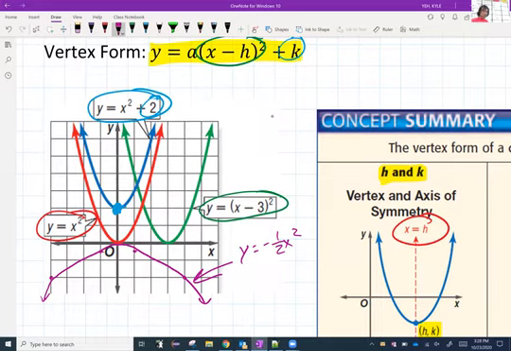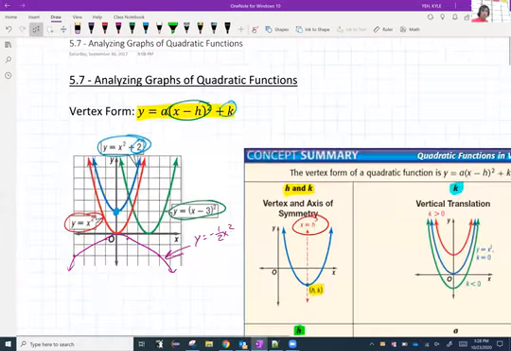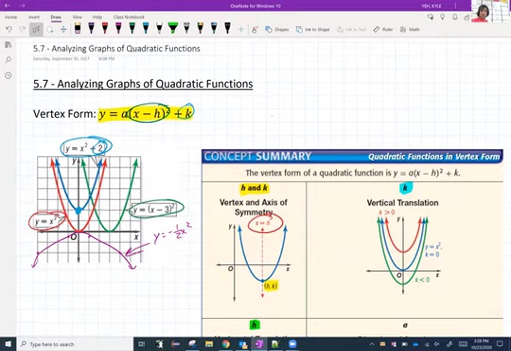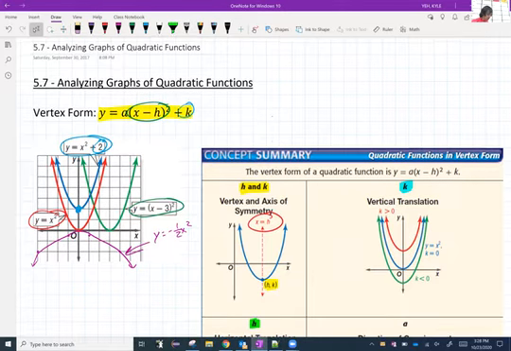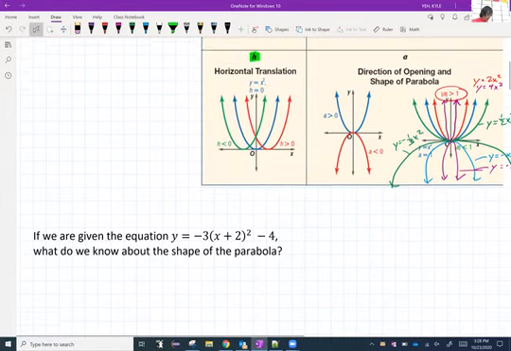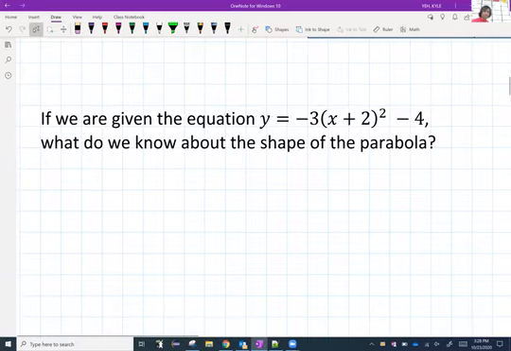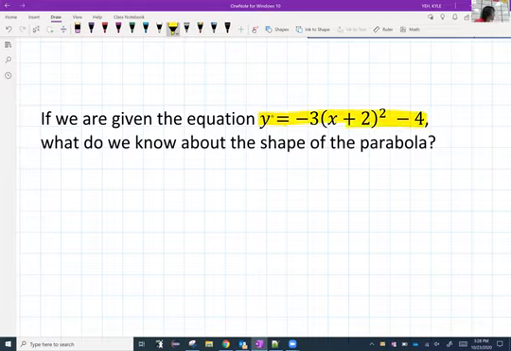And so we can start to identify just from the equation, what will these parabolas look like? Are they facing up? Are they facing down? Where's their vertex? Are they super skinny, super wide? And so let's do that right now. If we're given this equation, and it's in vertex form, y equals negative 3 times x plus 2 squared minus 4, then we can actually tell it's going to face down, right?